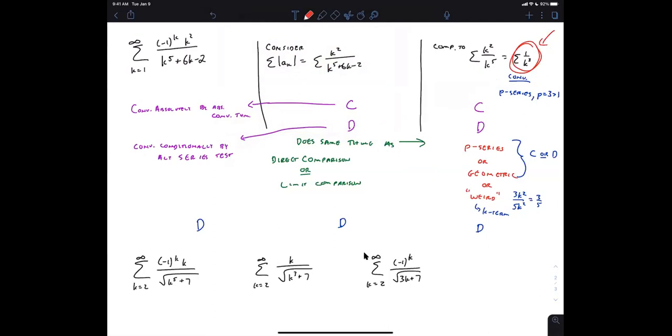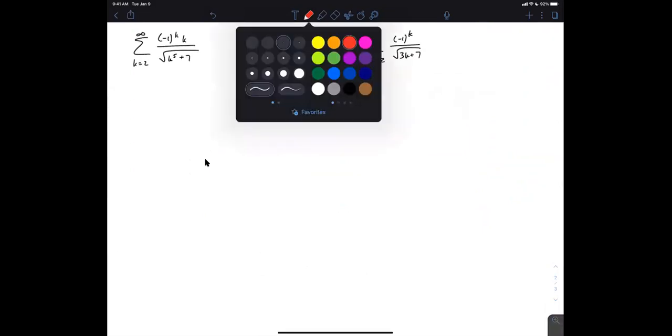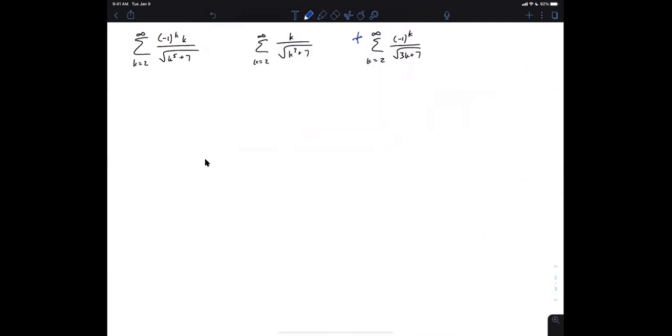Okay. The third one converges conditionally, and so we're going to go through that one now. The absolute value diverges, but then the original will converge conditionally because it's alternating and it goes to 0. So let's go through this problem. So we're doing this one.